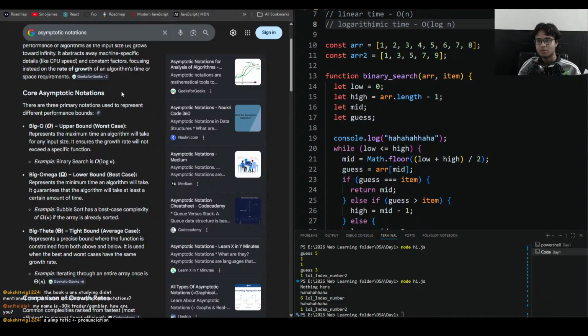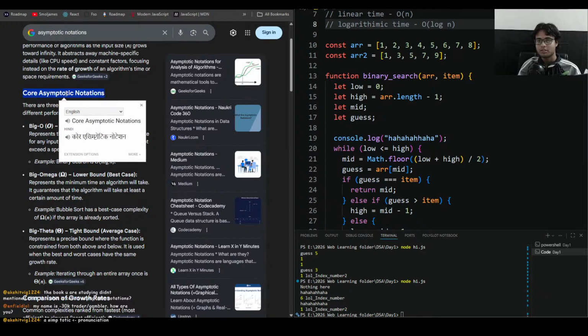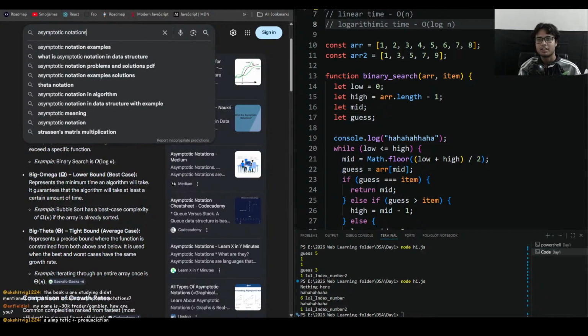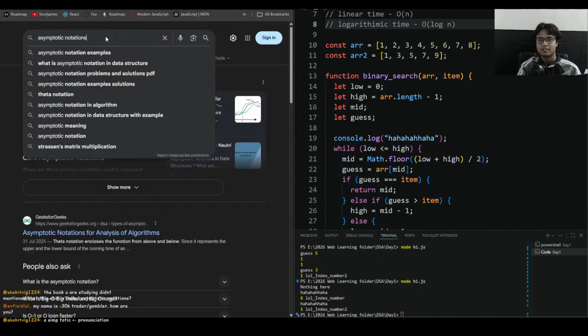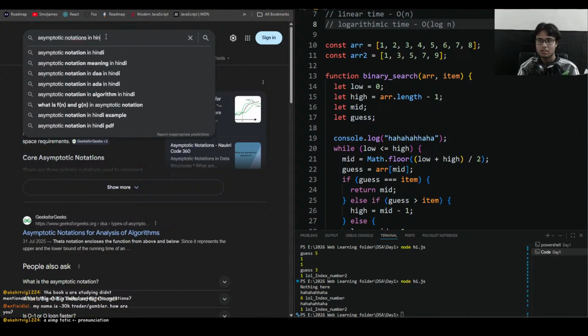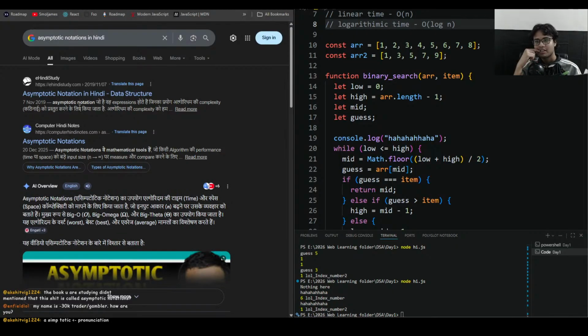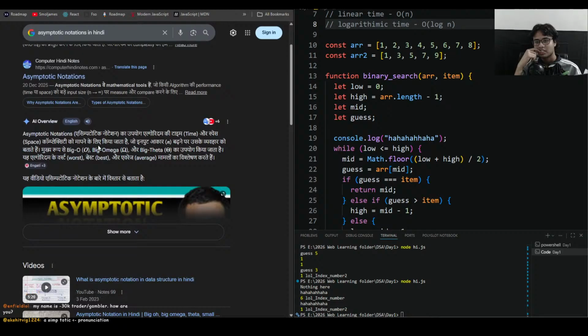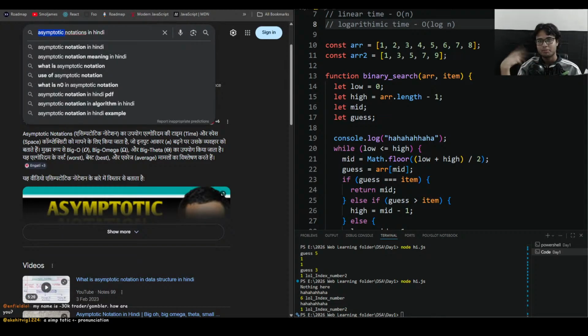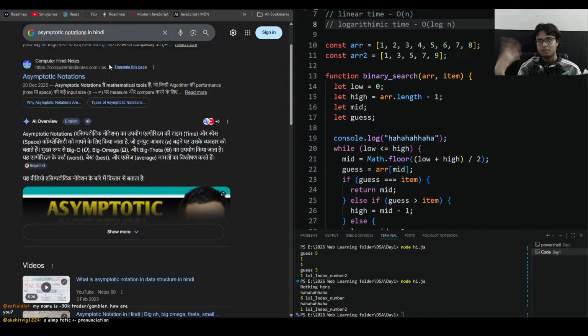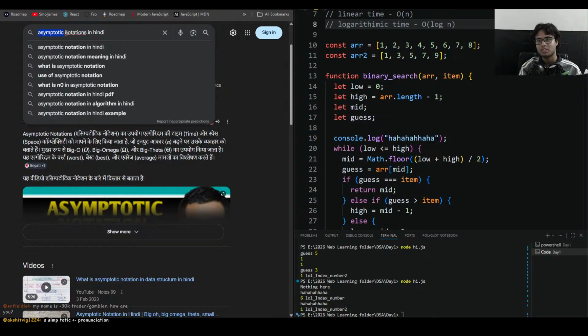a specific time. What's the Hindi name? I'm a Hindi medium student. Can't we do it in Hindi, bro? No, bro, it doesn't even have a meaning. Even Google doesn't know what it means in Hindi.